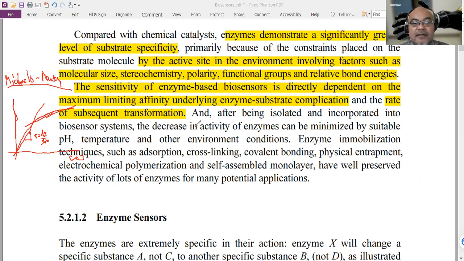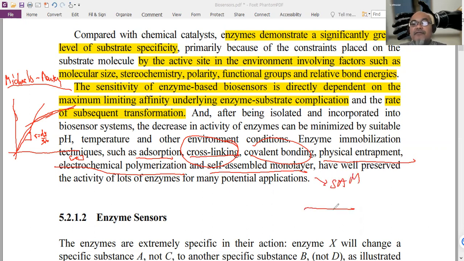Enzyme immobilization techniques can be many: simple adsorption, or cross-linking, which is more expensive, of course, but very good. Or covalent bonding, which directly binds some part of the enzyme onto the substrate of the transducer. Or physical entrapment using a matrix, electrochemical polymerization, and self-assembled monolayer. This is called SAM.